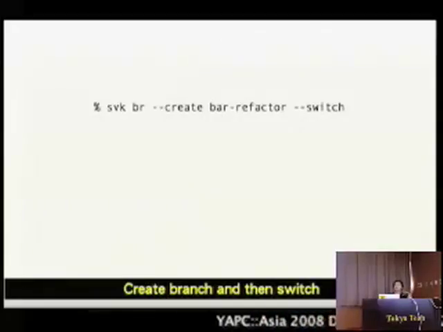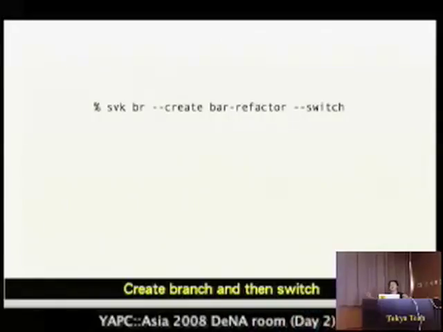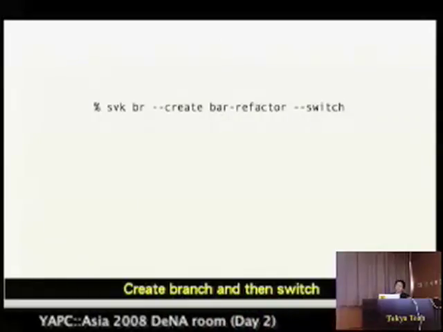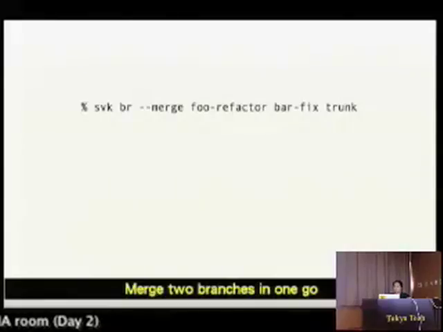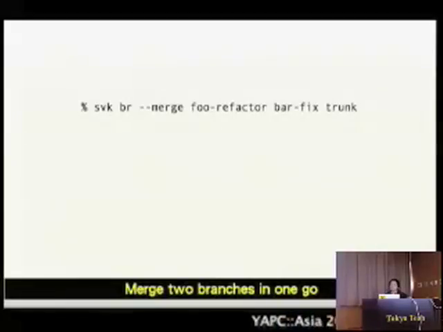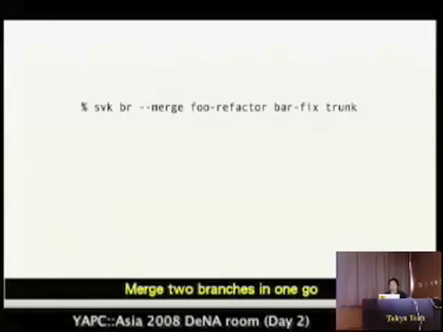Otherwise you have to do svn cp, then svn sw with the very long URL you just typed, which is annoying. So you can do this with svk branch create this thing and then switch over. And you can merge two different branches in one go to another branch. And you can do a sanity check with a -c argument to check if full refactor and bar fix merge cleanly onto trunk. Okay, so this is quite useful.